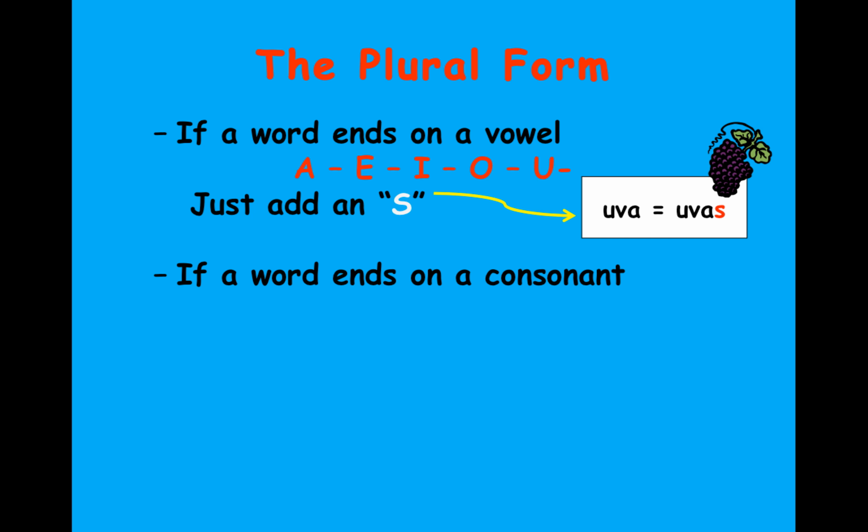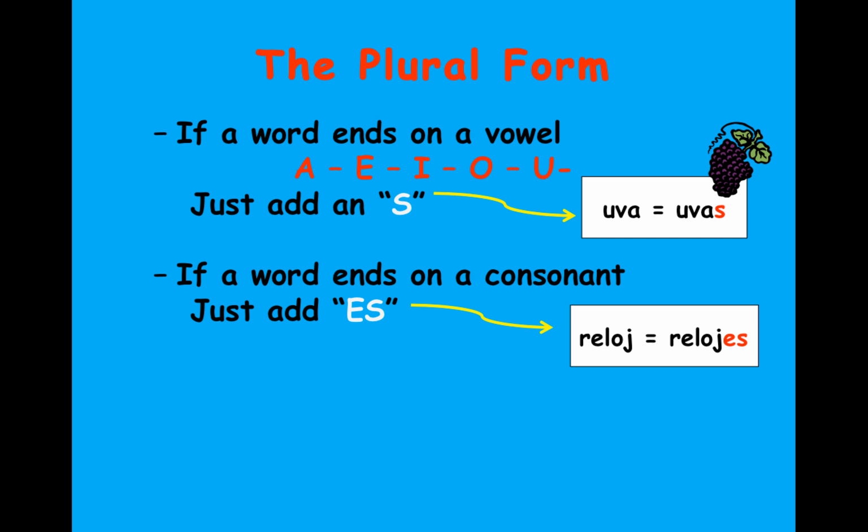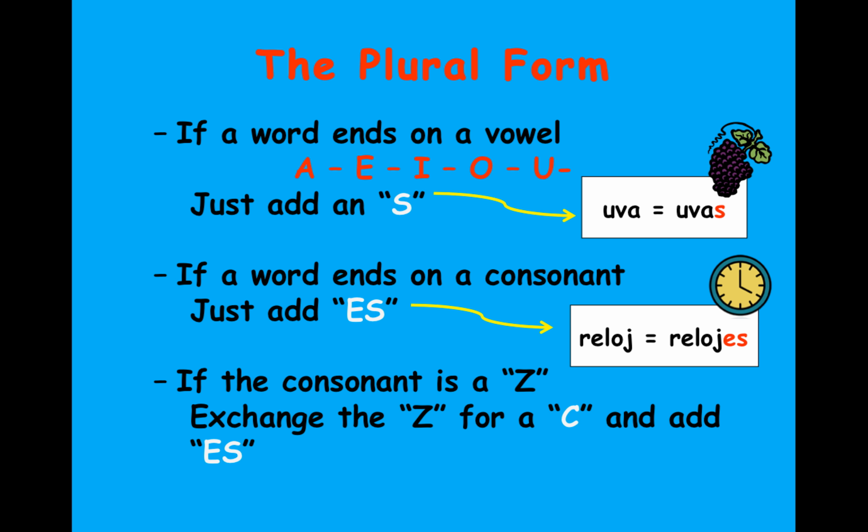The word uva becomes uvas. If the word ends in a consonant, all you have to do is add es. Reloj becomes relojes. But if that consonant is the letter Z, you have to change that letter Z for a C, and then you add your es. Lápiz becomes lápices.